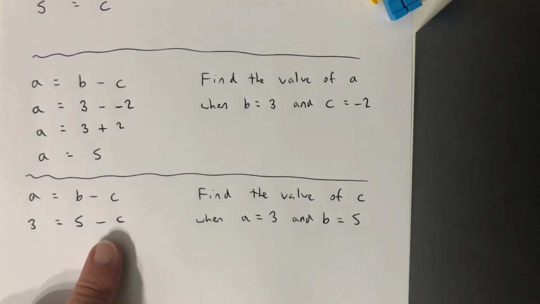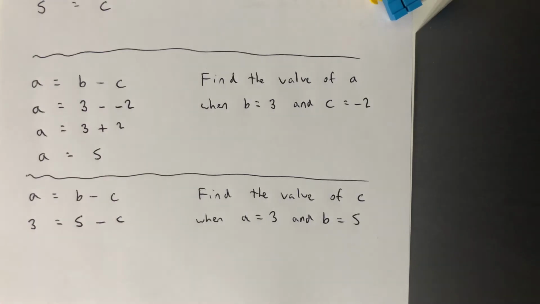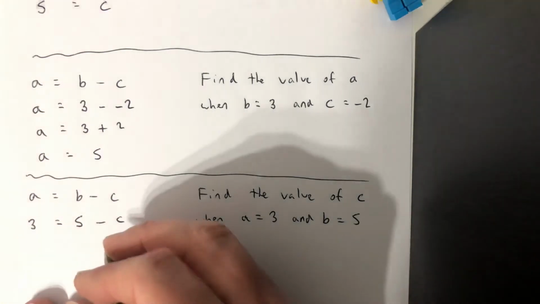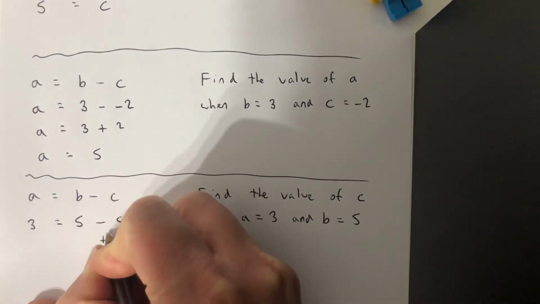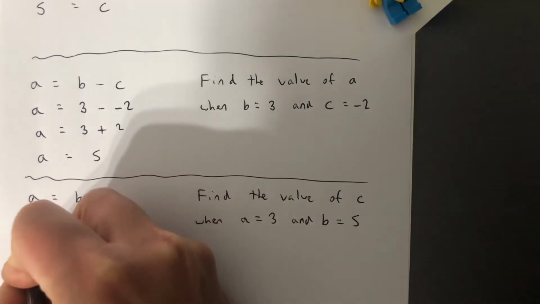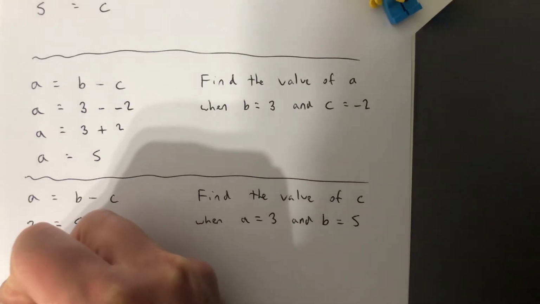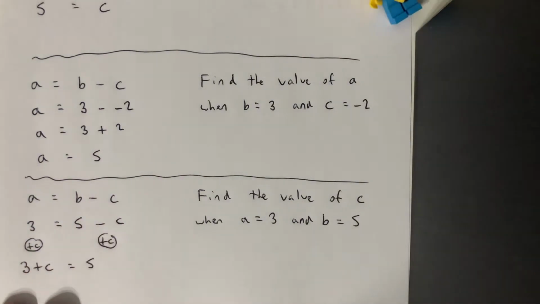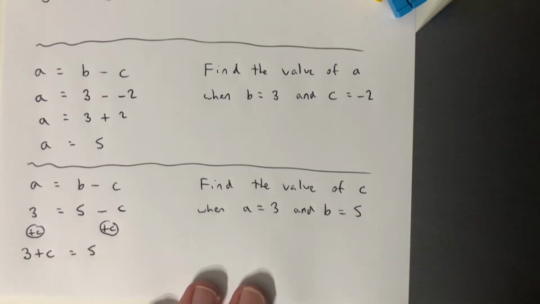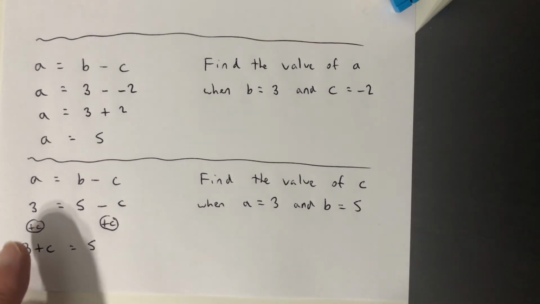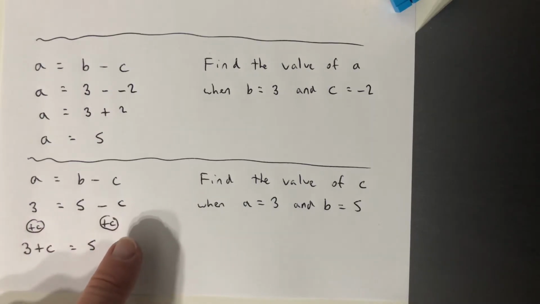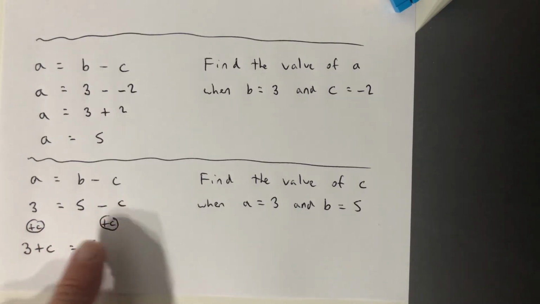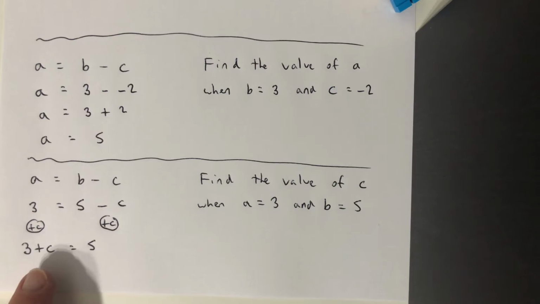I always say when you've got a minus whatever the letter is, add it to the other side. So in this case, I'm going to add C to both sides. All that's going to mean is I'm now going to write 3 add C equals 5. So it's the same statement, written down slightly differently. Rather than 3 equals 5 take away C, by adding C, we've cancelled it out on the right and moved it to the left.